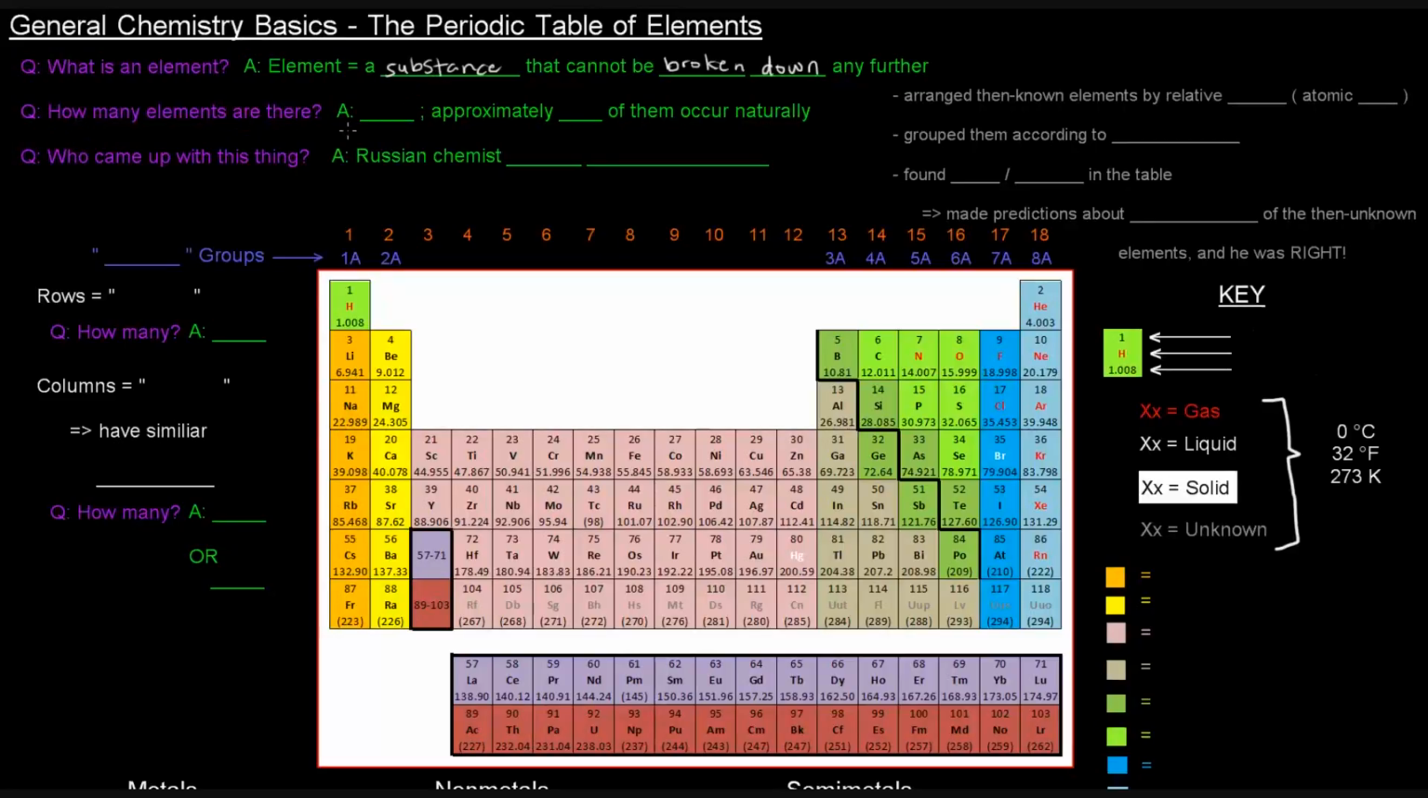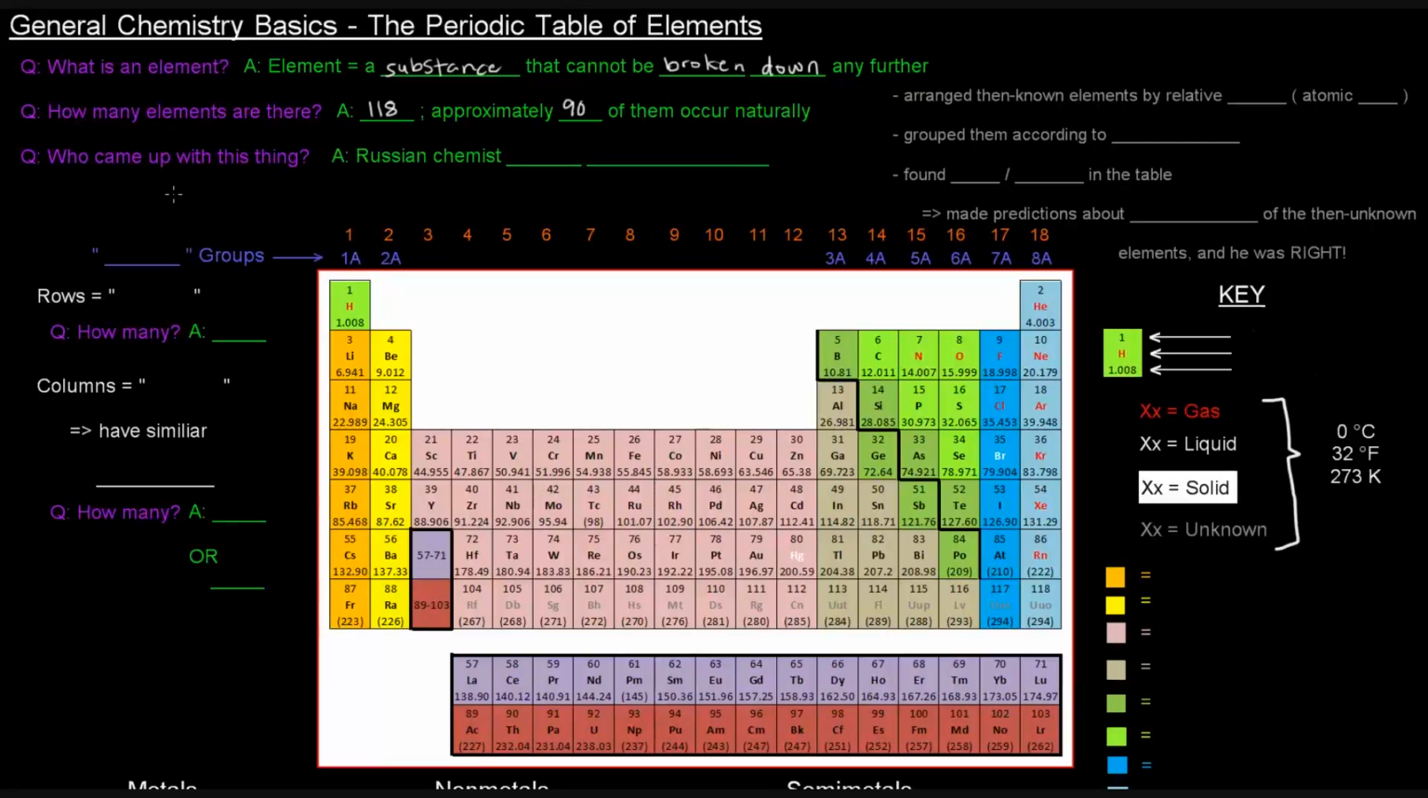How many elements are there? Currently, as of July 2015, there are 118 known elements, and approximately 90 of them occur naturally, which means that some of these were discovered in labs with chemists sort of doing their thing.